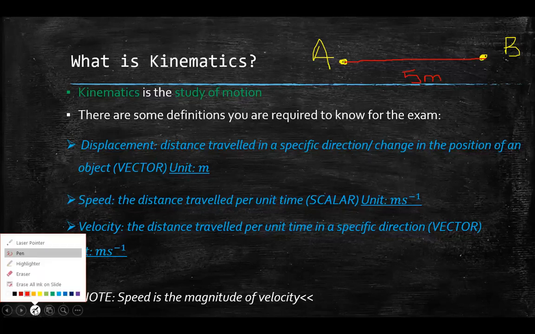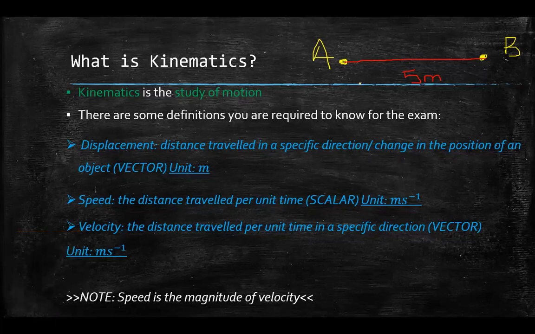So yes, the distance is 5 meters. But if I wanted displacement, I would say going from A to B, it's 5 meters to the right. Magnitude, which is the 5 meters, and direction, this arrow pointing to the right. That's the definition of a vector, and that's what displacement is, right? Do you understand that? The difference between distance and displacement?